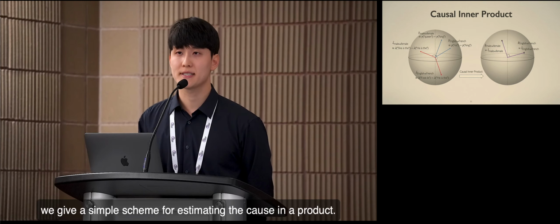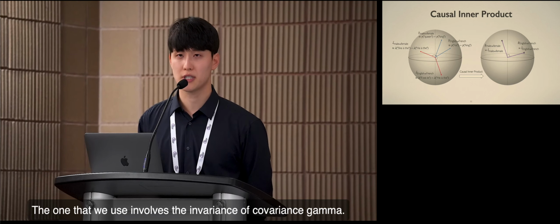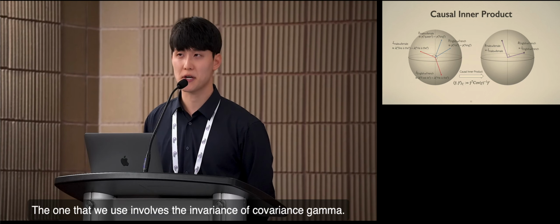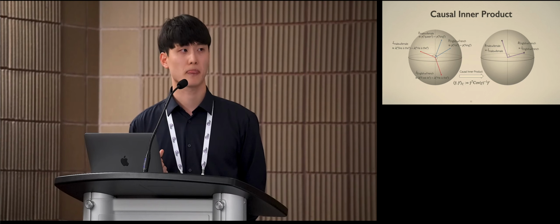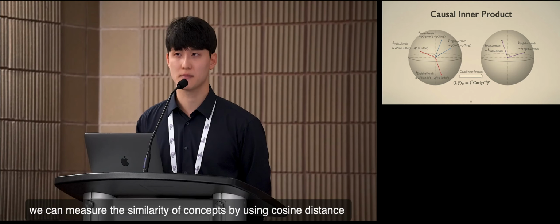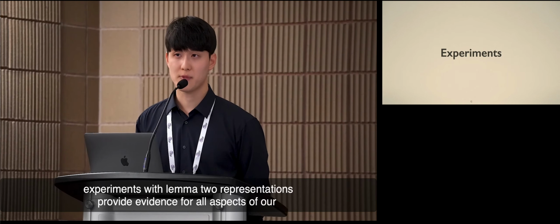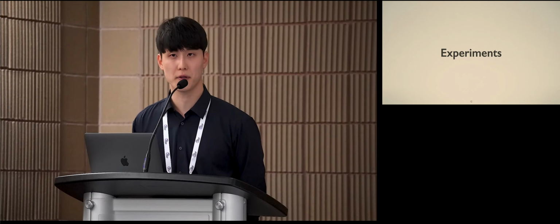Moreover, we give a simple scheme for estimating the causal inner product. The one that we use involves the invariance of covariance of gamma. With this in hand, we can measure the similarity of concepts by using cosine distance. Experiments with LLaMA-2 representations provide evidence for all aspects of our theory.